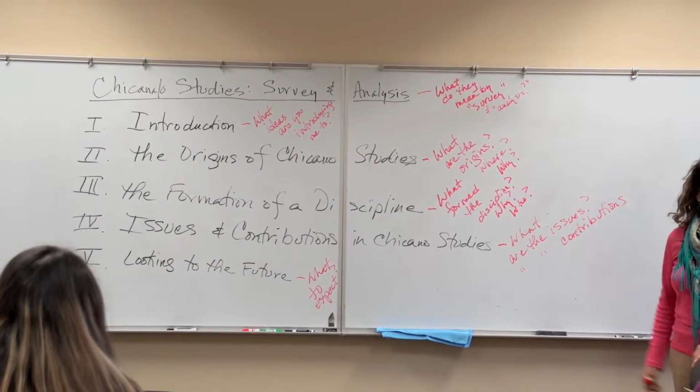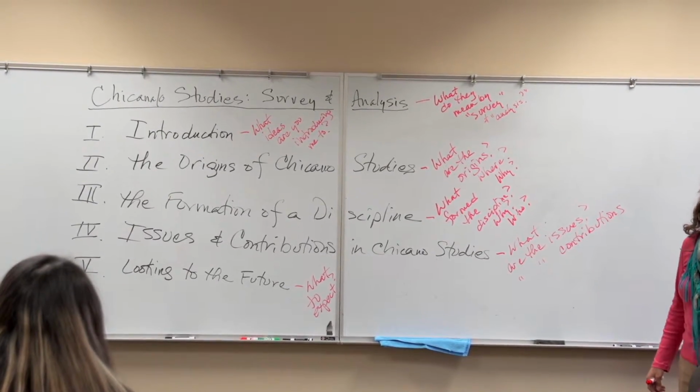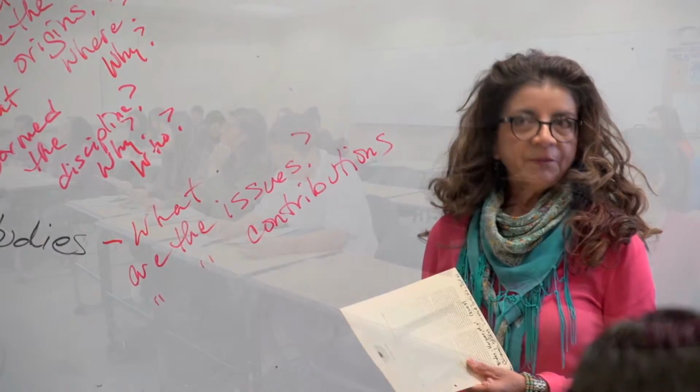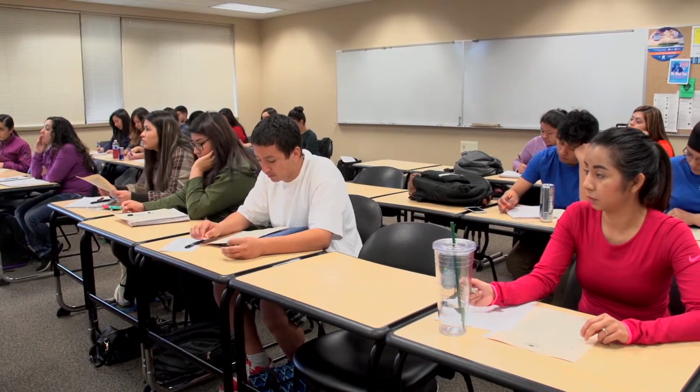Next, we see the subtitles, Origin of Chicano Studies and Formation of a Discipline. How might the title and subtitles relate to each other? What questions do you write by this subtitle? As they move through the whole reading, how did the different subtitle paragraphs relate to each other?